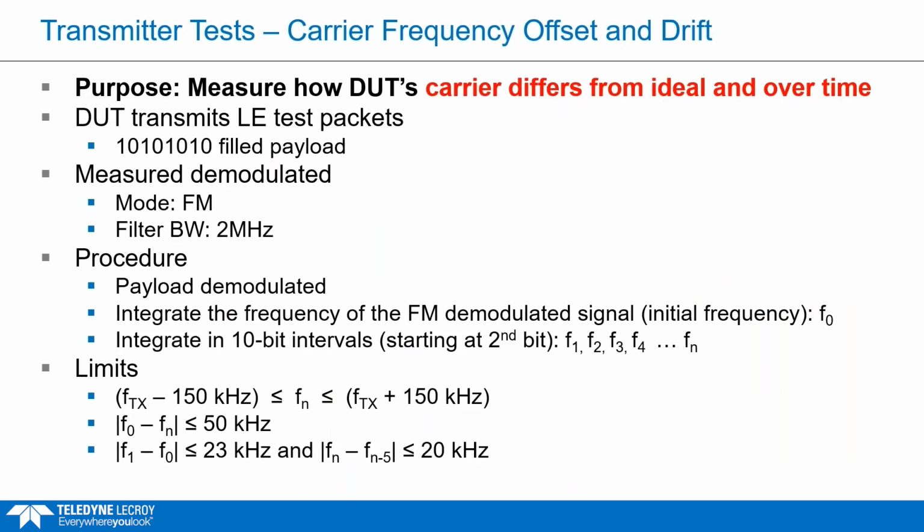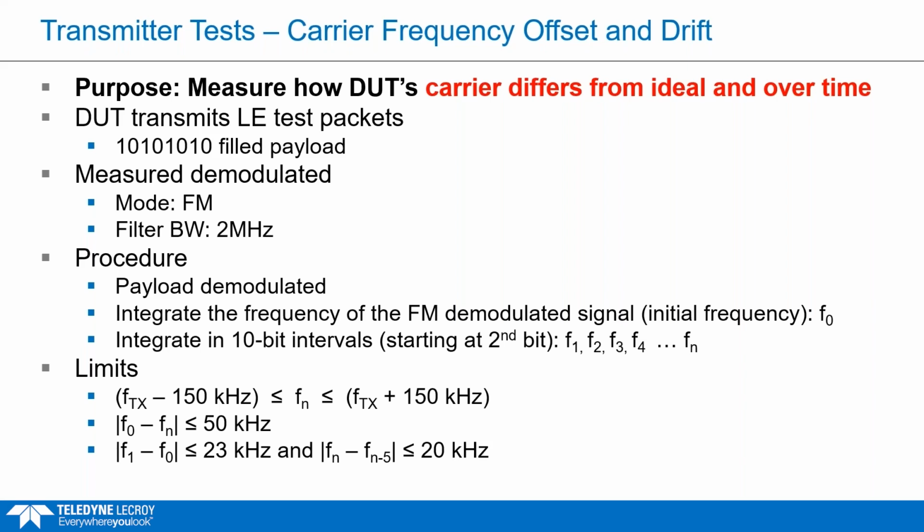So that's the modulation. Then moving on to the frequency drift. So the frequency offset and drift of the carrier frequency. So what we're looking at is how far the carrier is offset from a perfect carrier, and then how that carrier drifts over time as well. So we're transmitting an alternating packet of ones and zeros, and we demodulate the signal and then integrate that over 10-bit sequences. So we take the first 10 bits, and that gives us our initial frequency, F0, and then for each 10-bit interval after that, we then get a series of integrals of the offset.